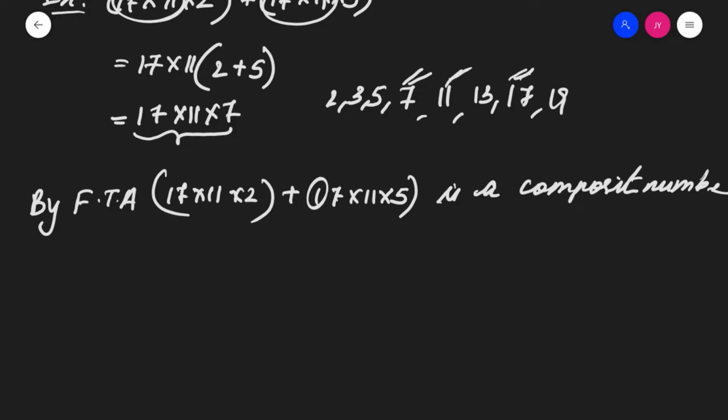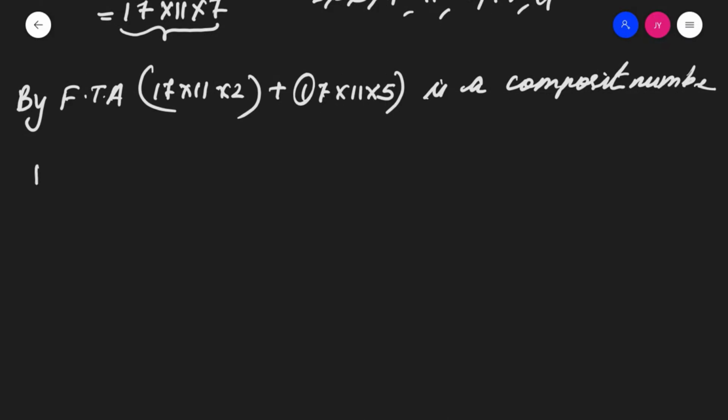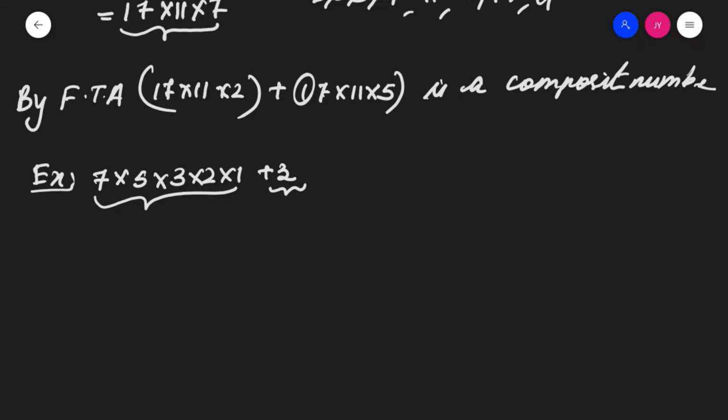Okay, let us see another sum. So this sum is, explain why 7 into 5 into 3 into 2 into 1 plus 3 is a composite number. So these are the two terms. What is the number which is common in both these terms? 3 is common. So 3 common, 7 into 5 into 1 into 2 into 1 plus 1.